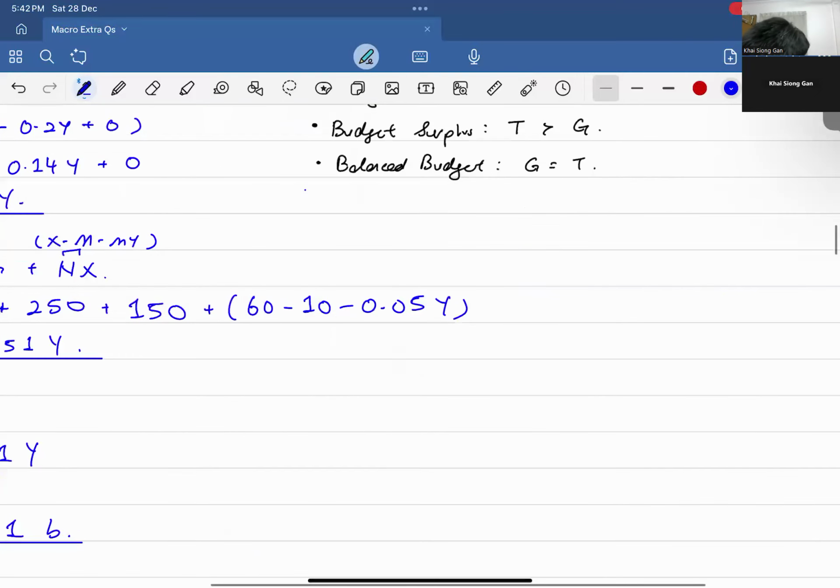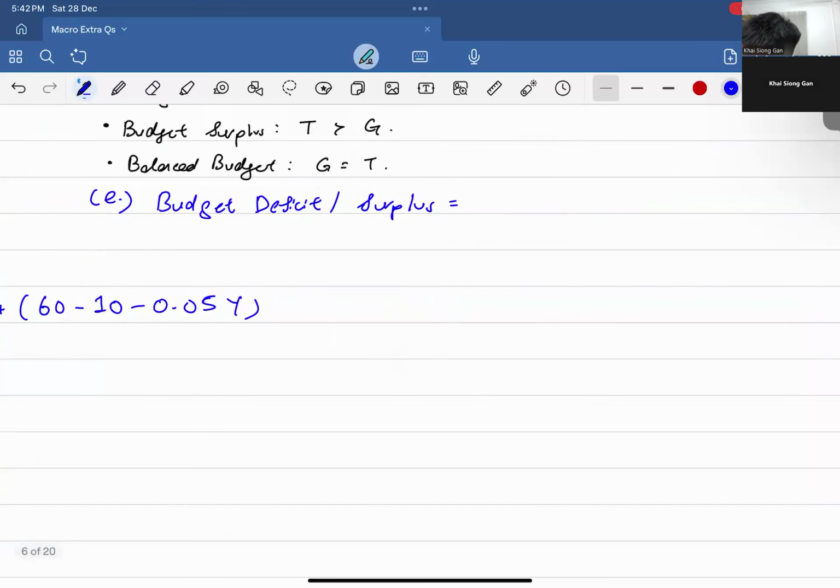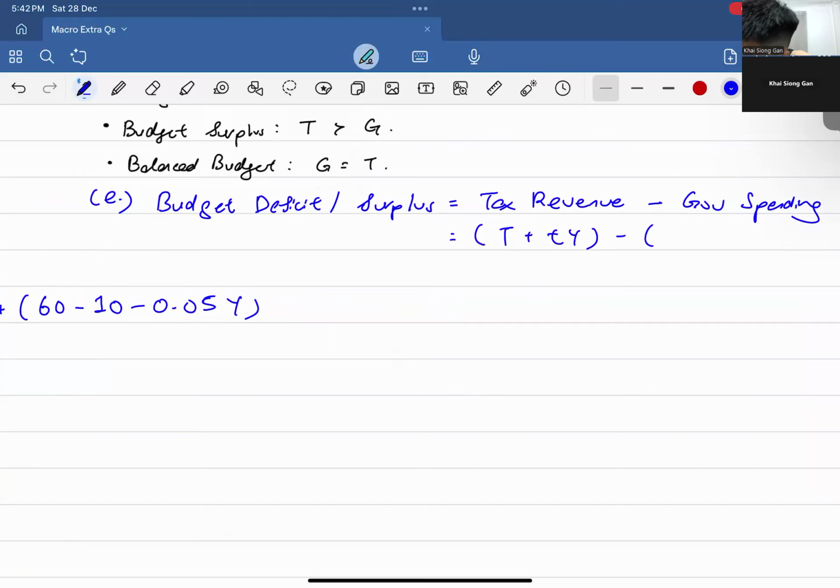Okay, question E. To calculate the budget deficit or surplus, we look into the two components. What are the two components? Government tax revenue and government spending or government expenditure. What are the sources of tax revenue? Autonomous tax and induced tax. What about government spending? Government spending and transfer payment. So that's the formula. We look into the difference between these two components.